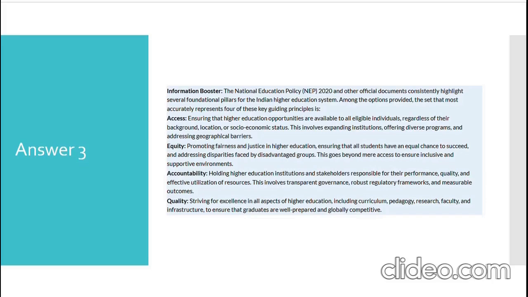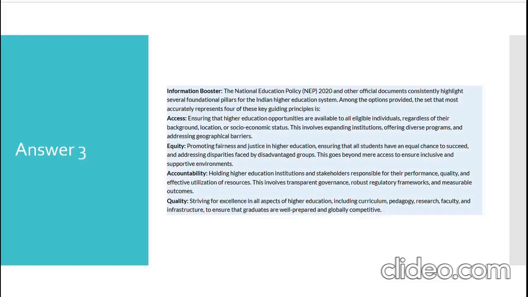Equity, that is promoting fairness and justice in higher education, ensuring that all students have an equal chance to succeed, and addressing disparities faced by disadvantaged groups. This will go beyond mere access to ensure inclusive and supportive environments. Accountability, holding higher education institutions and stakeholders responsible for their performance, quality, and effective utilization of resources. This involves transparent governance, robust regulatory frameworks, and measurable outcomes.